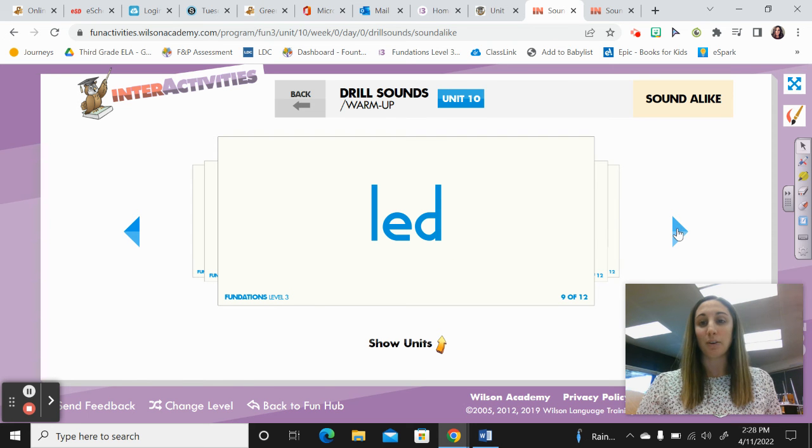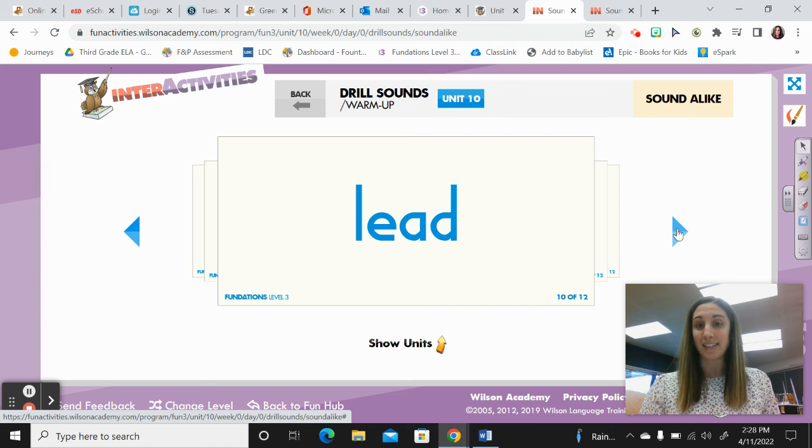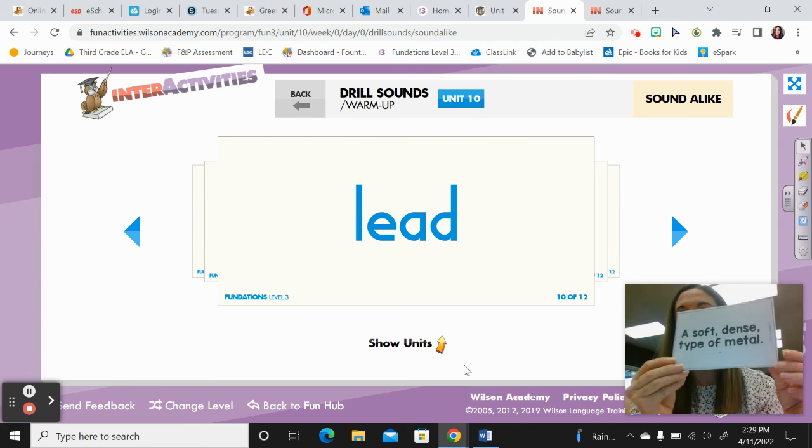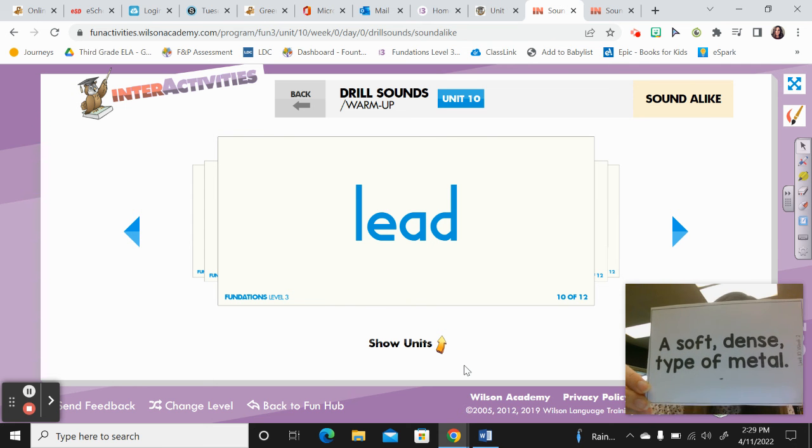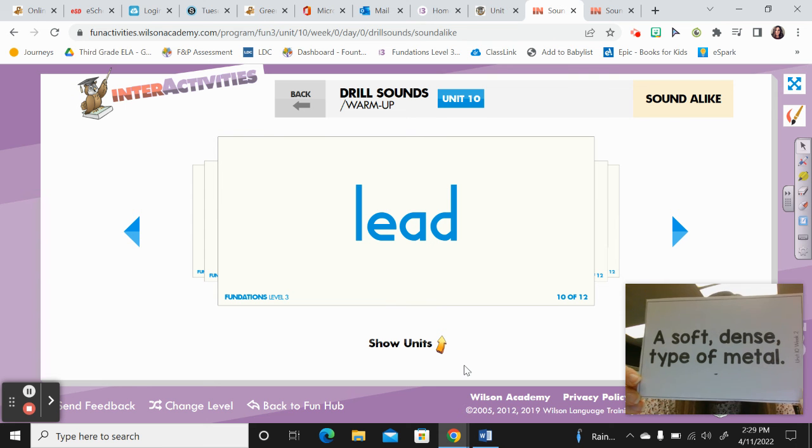The next sound alike word is also lead. Say it, lead. Spell it with me. LEAD. Great. And the definition is a soft, dense type of metal. So this one is also on page 99. So for LEAD, go ahead and write a soft, dense type of metal. Sometimes things are made out of lead pipes, for example. Okay. Go ahead and pause the video to get this definition written.